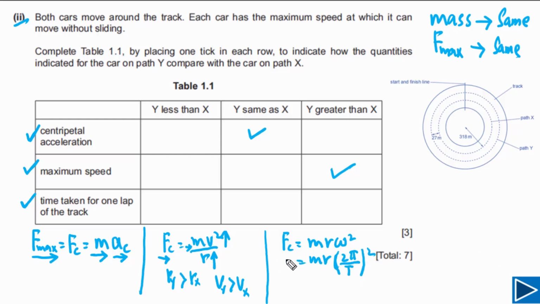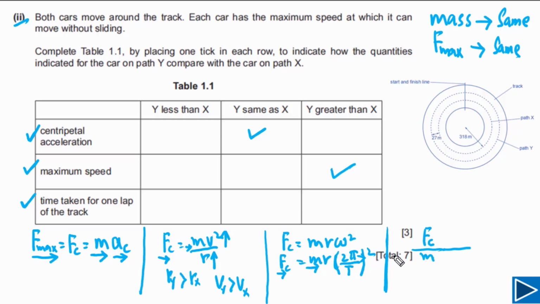Now if you look at this equation again, Fc is the same, mass is the same, and 2 pi is the same. Now we are left with r and T squared. So if r is bigger, let me write it in detail. Fc is constant, so we can write here that M is constant, and we can divide by M here.